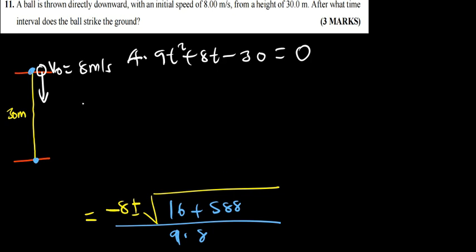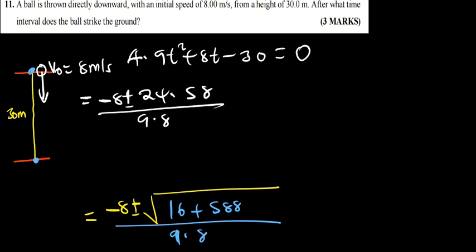So I'll have negative 8 plus or minus the square root of 588 plus 16. I'm getting 604. Now what is the square root of 604? It is 24.58. I divide this by 9.8.